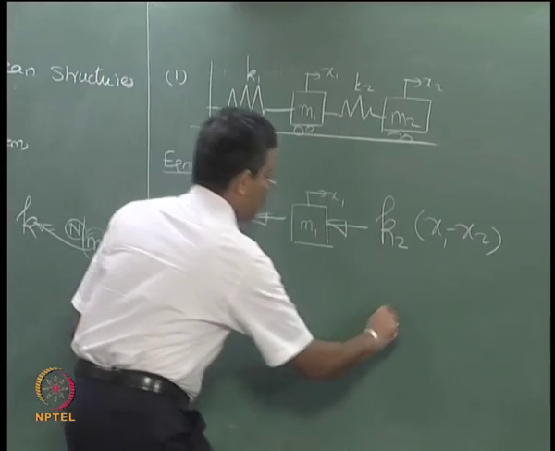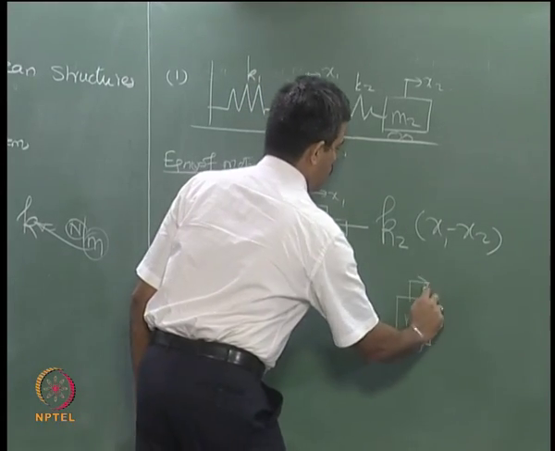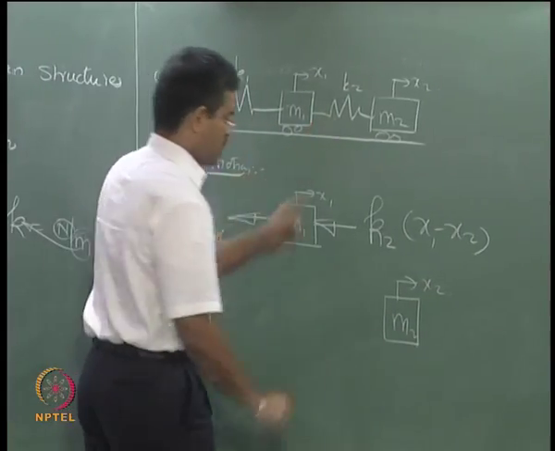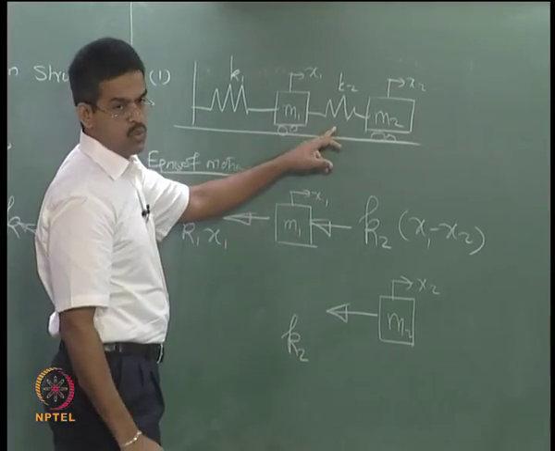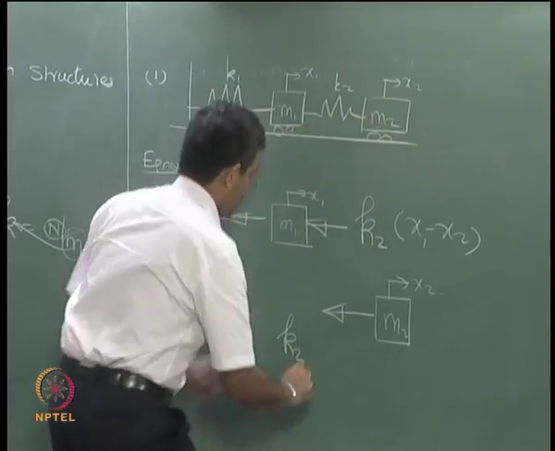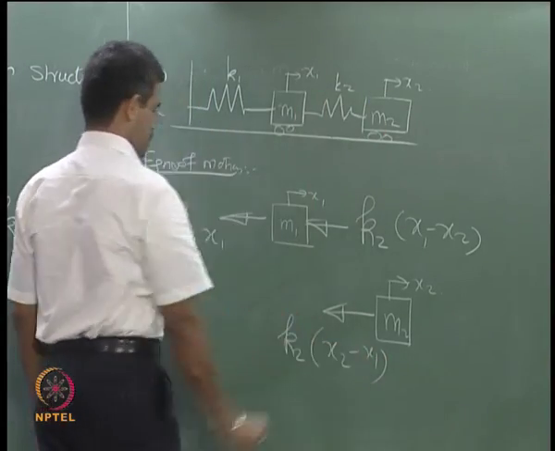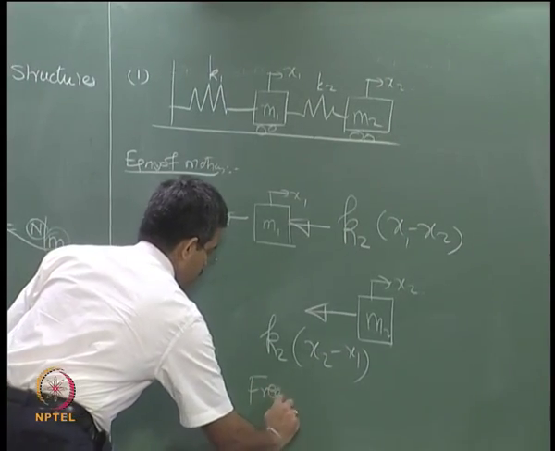If you look at the second mass M2, the second mass again moves towards right, which is x2, and this spring of stiffness will try to pull it back. I simply do the same algorithm. I say K2, and I am picking up this displacement first and then putting the next relative displacement next. So these are my free body diagrams.